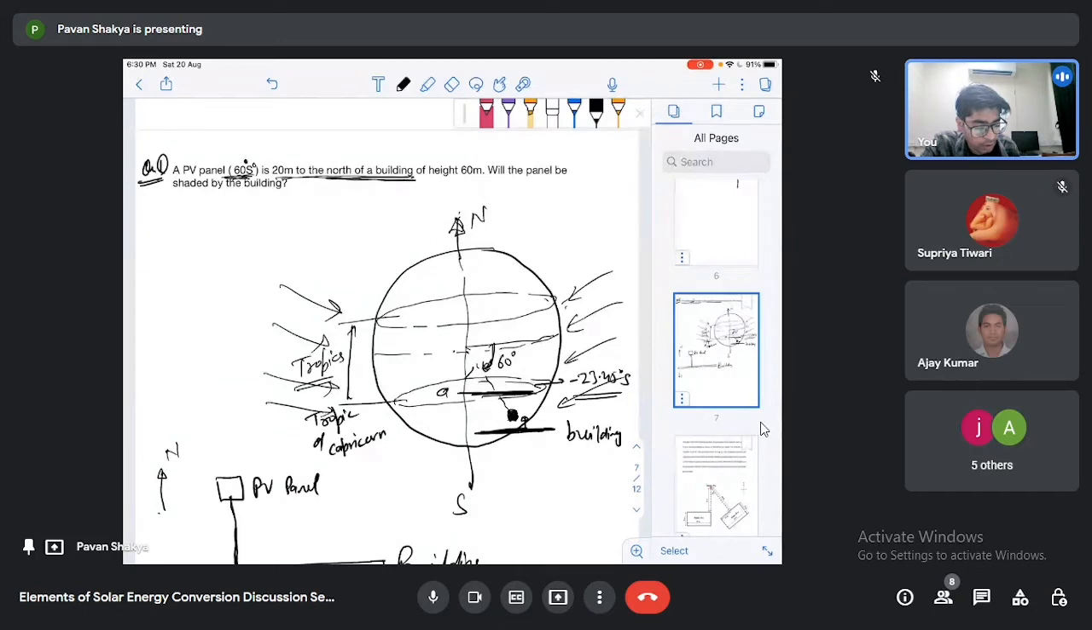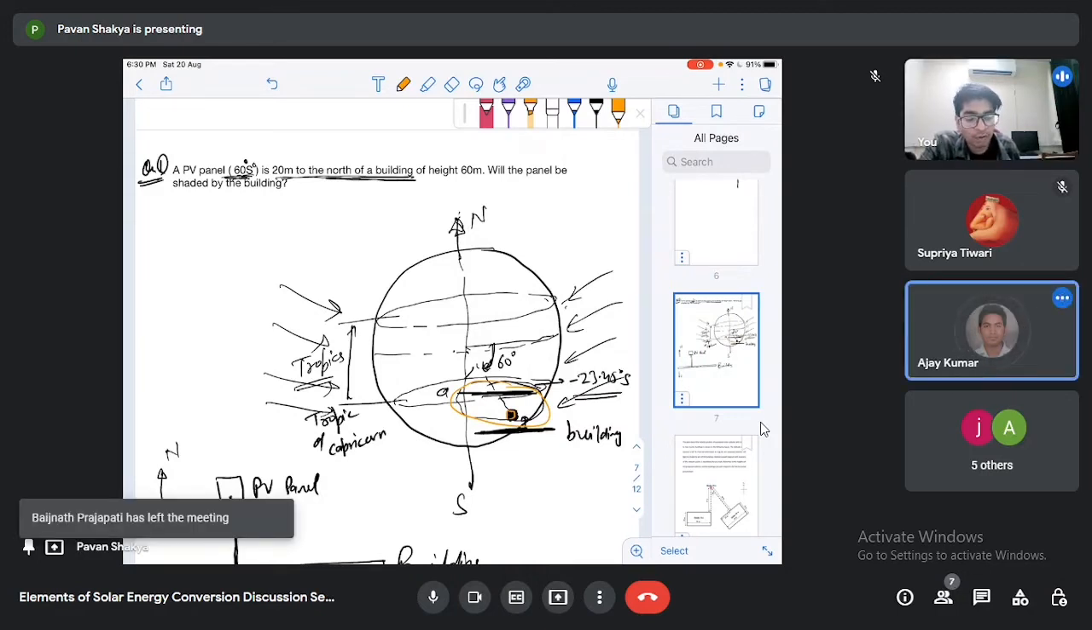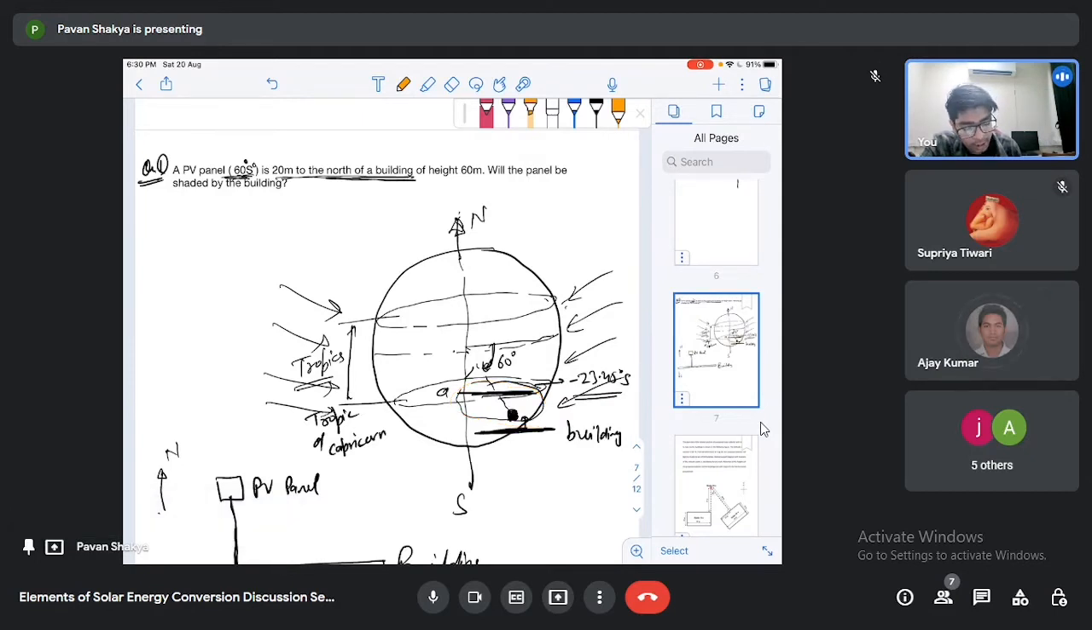In this situation, the PV panel is in the south direction of the building, but that is not correct. You have to show that the PV panel is north of the building. So you have to just make it opposite to the building that I have drawn. Okay, so this is our building.